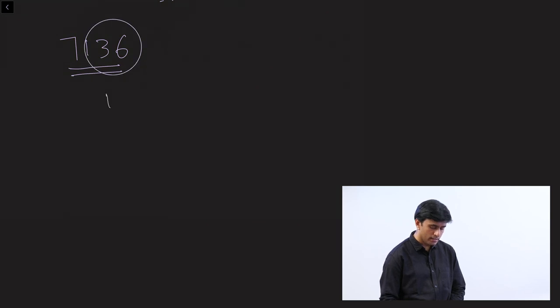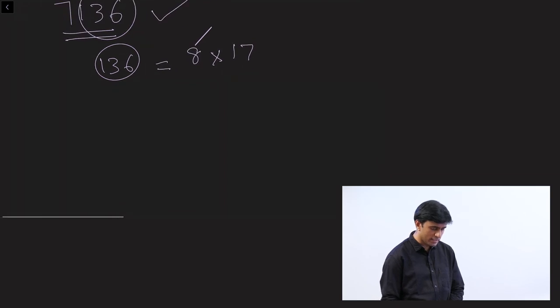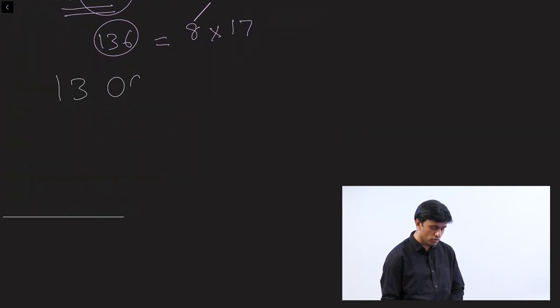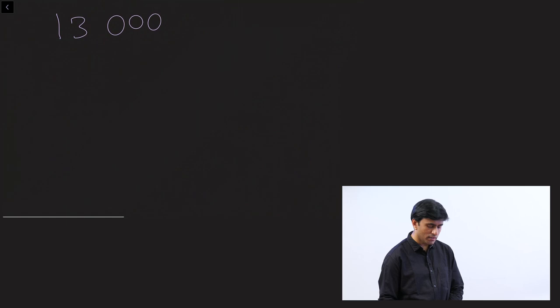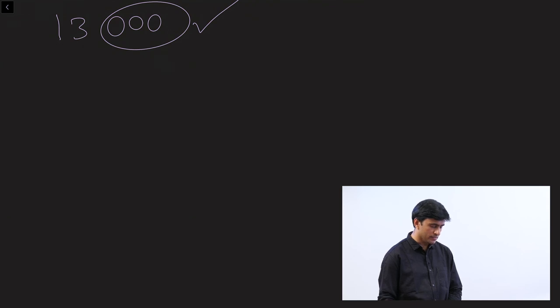7136. Is this number divisible by 8? Look at the last three digits, 136. 8 into 17 is 136. So 136 is a multiple of 8. Therefore, this is divisible by 8. Let's take another example, 13000. Is this number divisible by 8? The last three digits are 0, 0, 0. Therefore, it is divisible by 8.